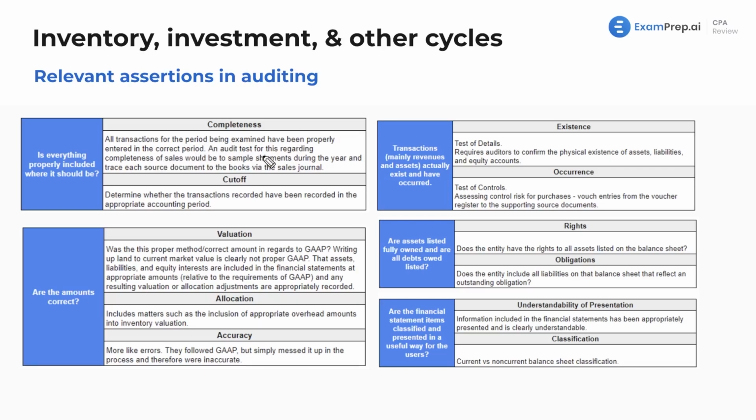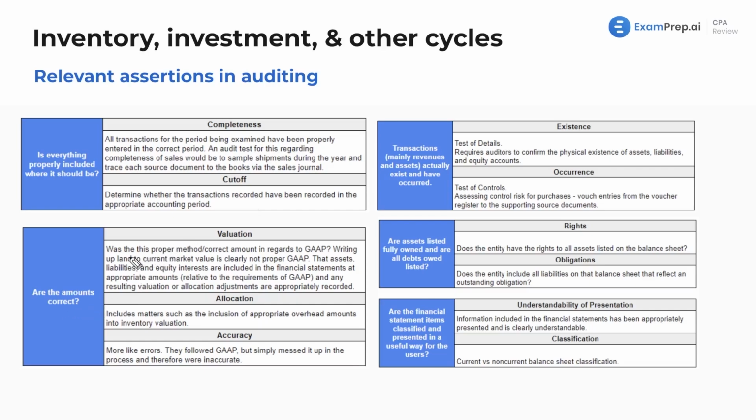An audit test for completeness of sales would be to sample shipments during the year and trace each source document to the books via the sales journal. We'll talk about tracing and vouching as well, making sure that if you didn't get it last time, you're going to for sure get that down in this lesson. And cutoff: determine whether the transactions recorded have been recorded in the appropriate accounting period. We want to make sure that if we bought inventory in this year, we don't accidentally record it in the next year. Dealing with, are the amounts correct?